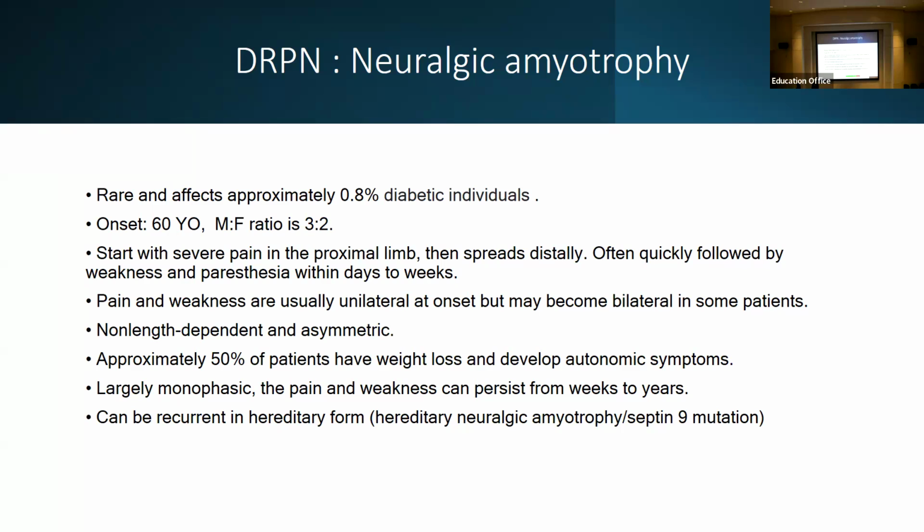It is in a non-length dependent and asymmetric fashion. Approximately 50% of patients have significant weight loss, and they will develop autonomic symptoms. The disease progression is largely monophasic, and the pain and weakness can persist from weeks to years. If you see a patient with recurrent symptoms, you will consider the hereditary form, called hereditary neuralgic amyotrophy, which is associated with a SEPT9 mutation.